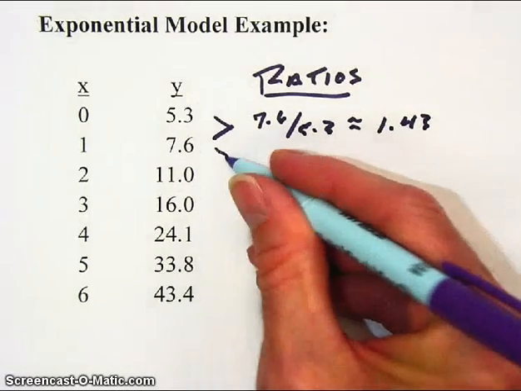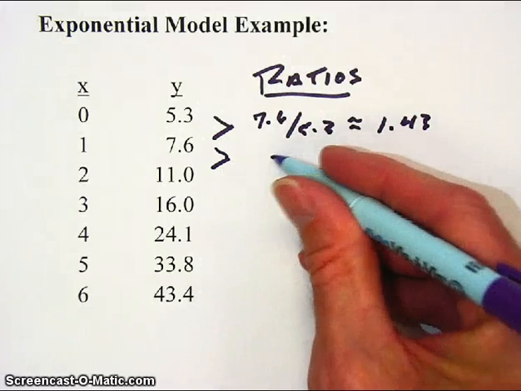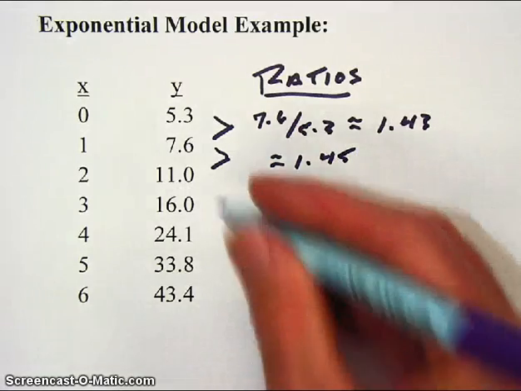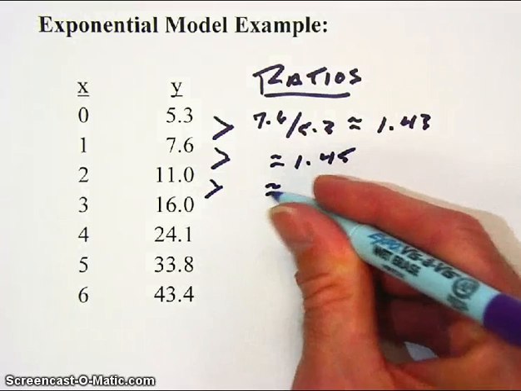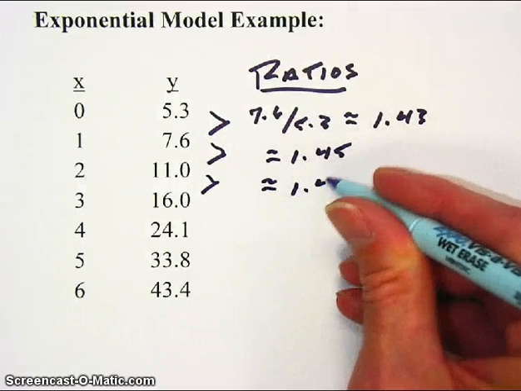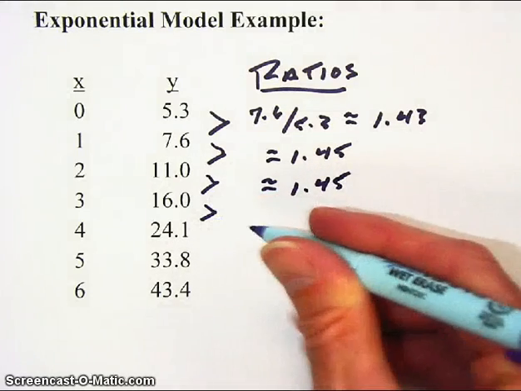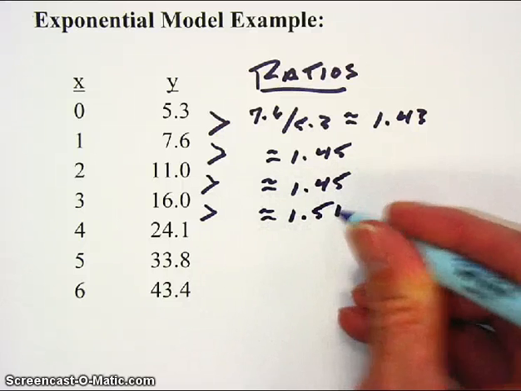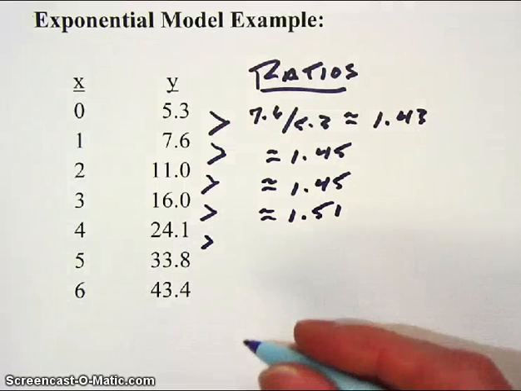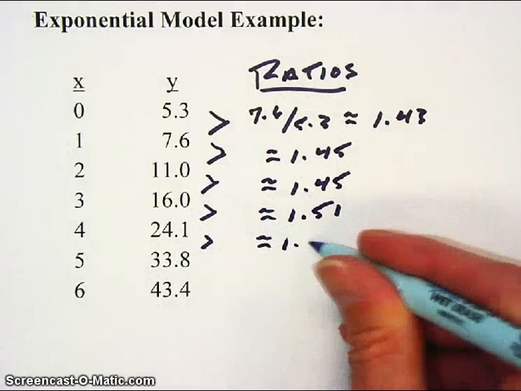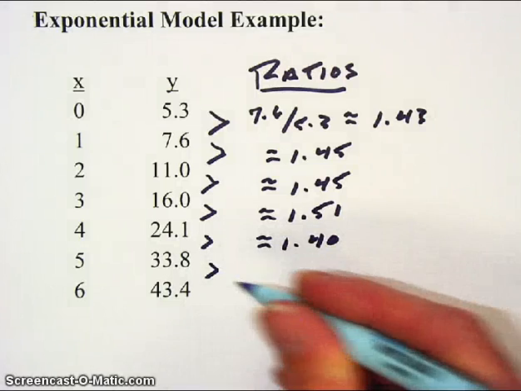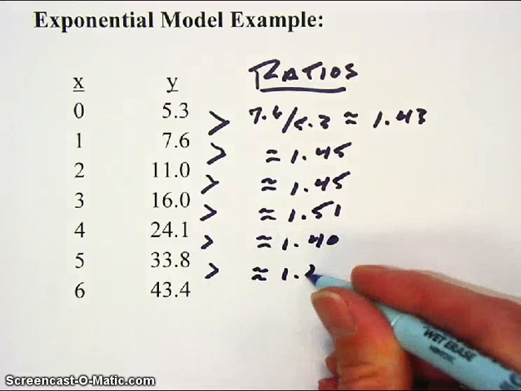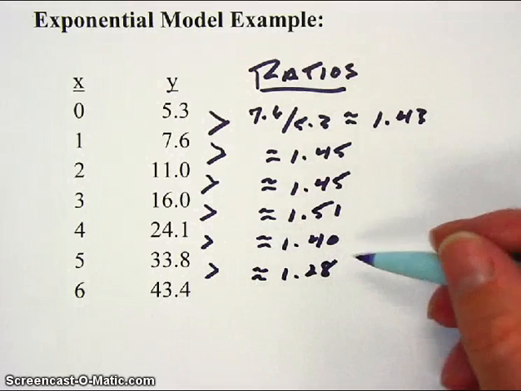If you divide 11.0 by 7.6, you'll get approximately 1.45, which is pretty close to that. If you divide 16 by 11, you get approximately 1.45 again. 24.1 divided by 16.0 is about 1.51. 33.8 divided by 24.1 is about 1.40, and 43.4 divided by 33.8 is approximately 1.28. Now these ratios are not all exactly alike, but they're pretty close.